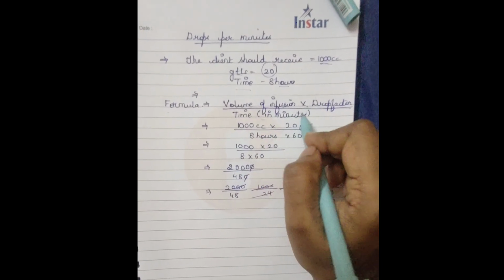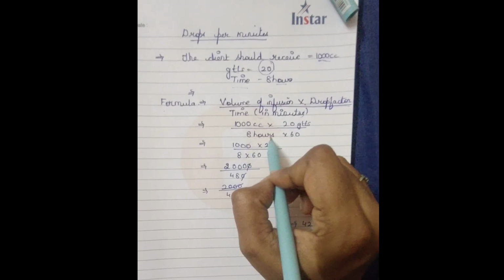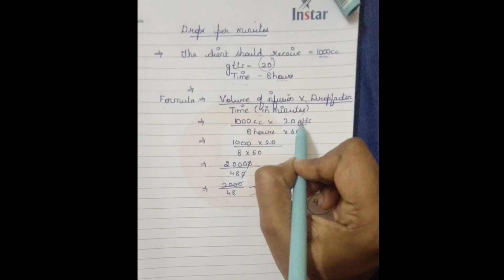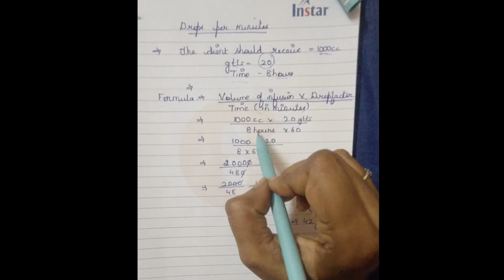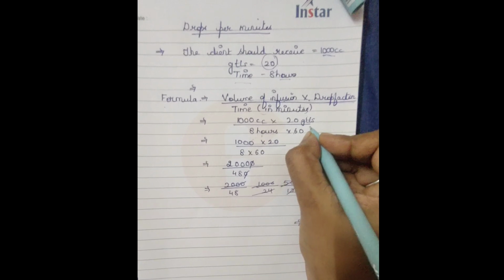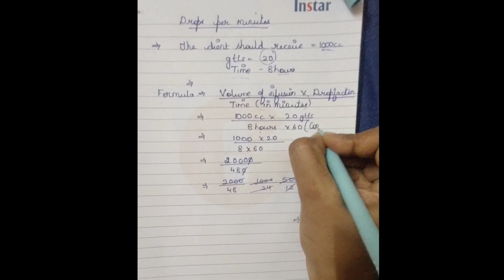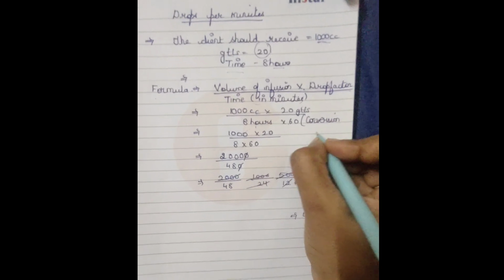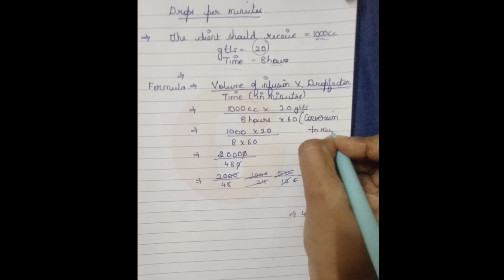So we have to convert that 8 hours into minutes, which means we have to multiply by 60. So applying the values in the formula, 1000 cc into 20 GTT is divided by 8 hours into 60. It is in 8 hours, no? So that has to be converted into minutes as per the formula's need.